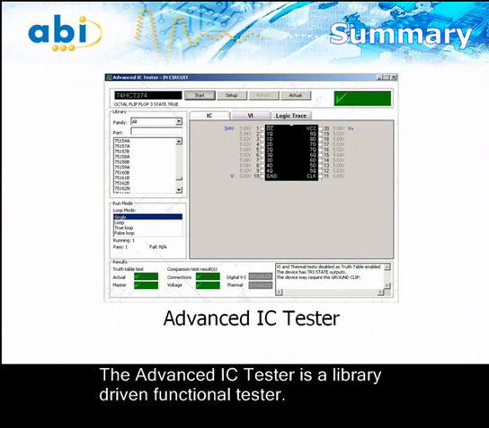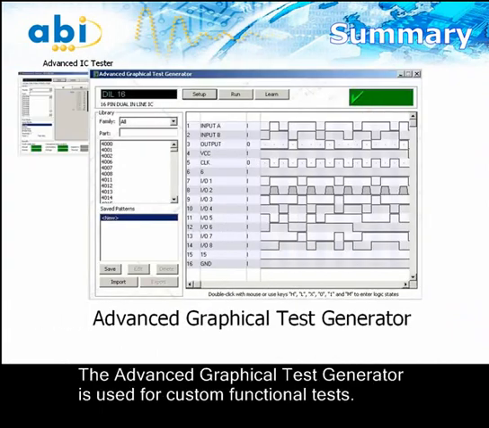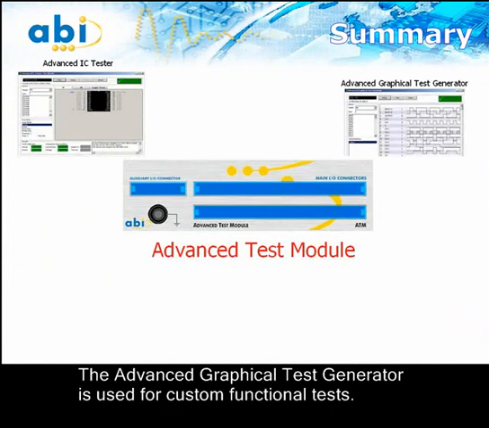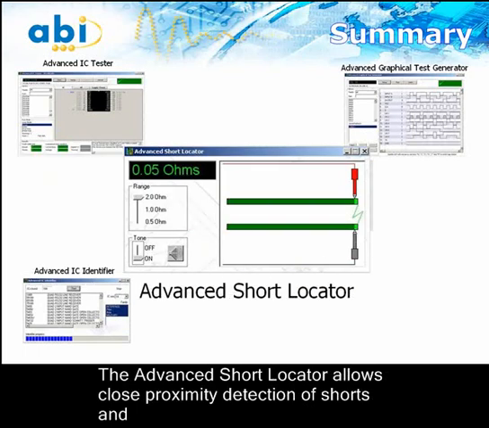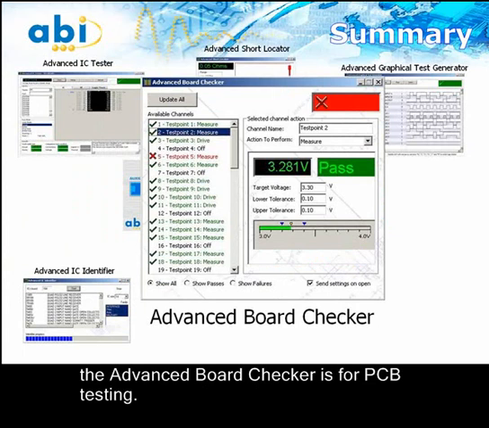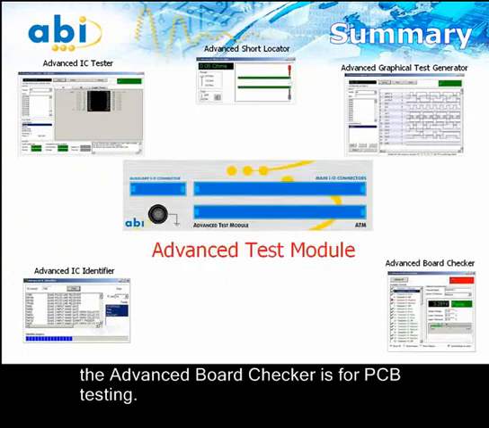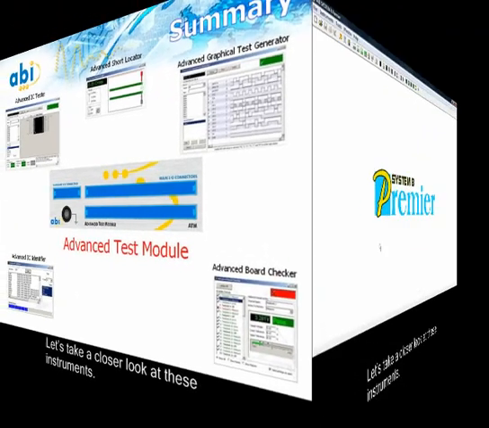The Advanced IC Tester is a library-driven functional tester. The Advanced Graphical Test Generator is used for custom functional tests. The Advanced IC Identifier is for unknown or house-coded ICs. The Advanced Short Locator allows close proximity detection of shorts. And the Advanced Board Checker is for PCB testing. Let's take a closer look at these instruments.